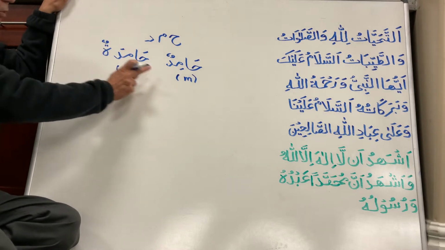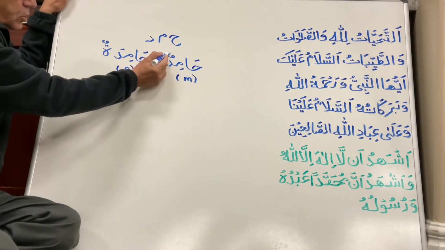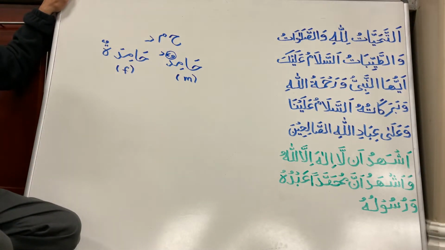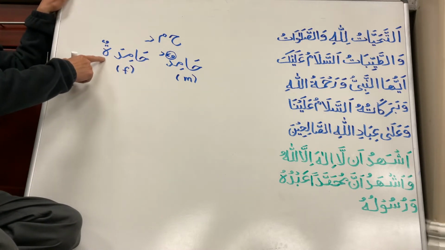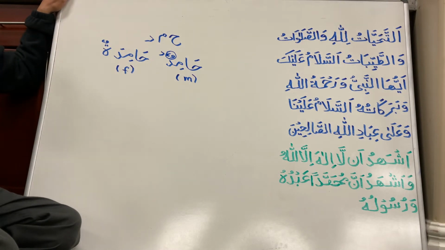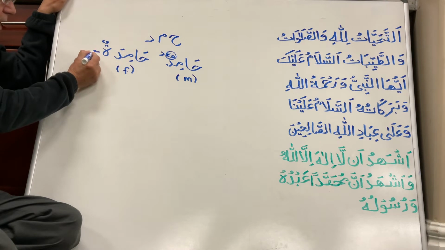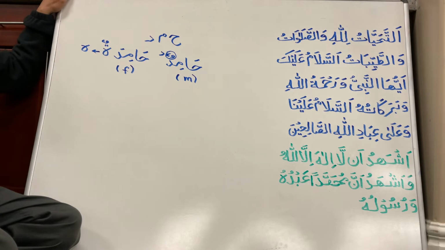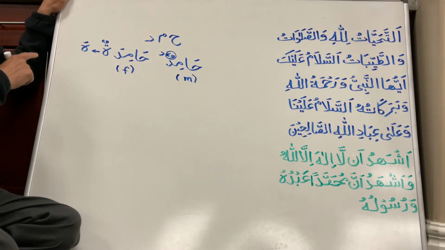When you stop, you make the sound of these two peshes the sound of sukoon or jazm. So you pronounce hamid. But when you pronounce the full word, it is hamidatun. If you stop, you pronounce the last ta as the sound of ha with a fatha. So you say hamidah.